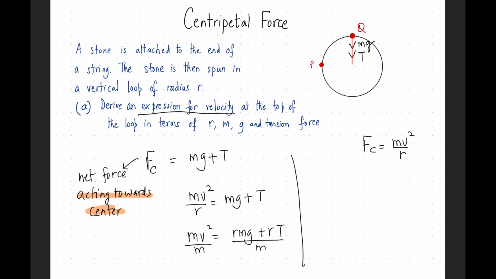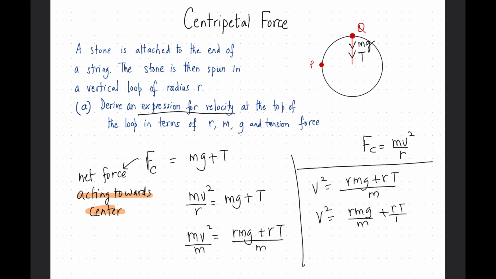I'm going to get v square equal to r mg plus rT over m, and I can also further separate m with each expression. So r mg over m plus rT over m. This m can be cancelled out. So for v, I have to take square root on both the sides. So square root of rg plus rT over m. So that's the expression for velocity for the stone at the top of the loop.